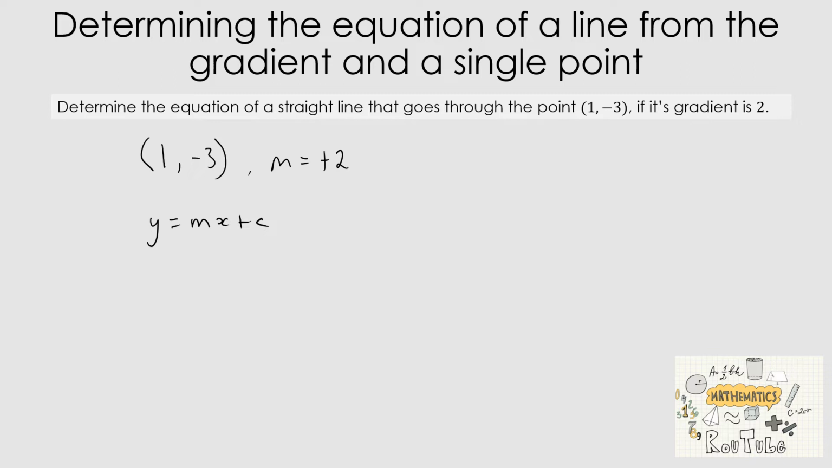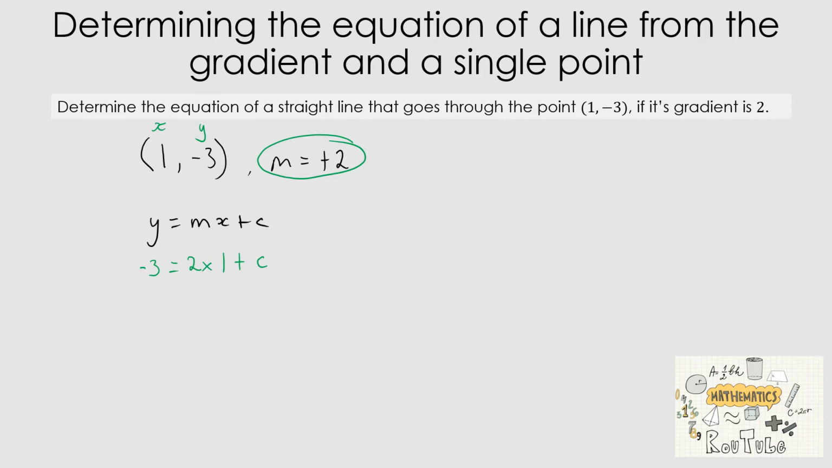But what we do know, we actually know the value of x, we know the value of y, and we know the value of m. So we can substitute the value of x, the value of y, and the value of m into y equals mx plus c, and then solve to find c. So now we're going to rewrite our equation. Instead of writing y equals, we're now going to take the y value, which is -3, and m is +2. I'm going to multiply it by the x value, which is +1, and we're going to add c. Now we can just solve the equation to find the value of c.